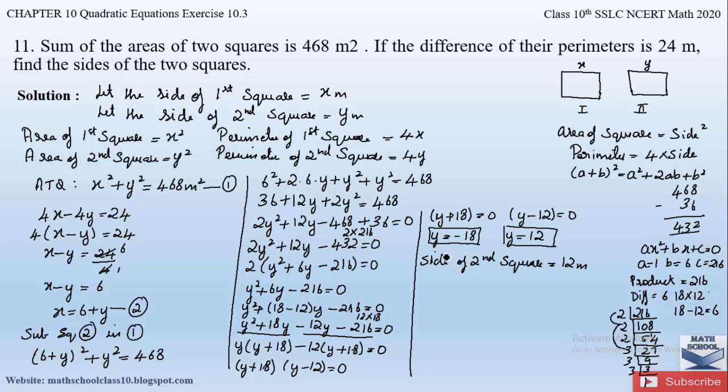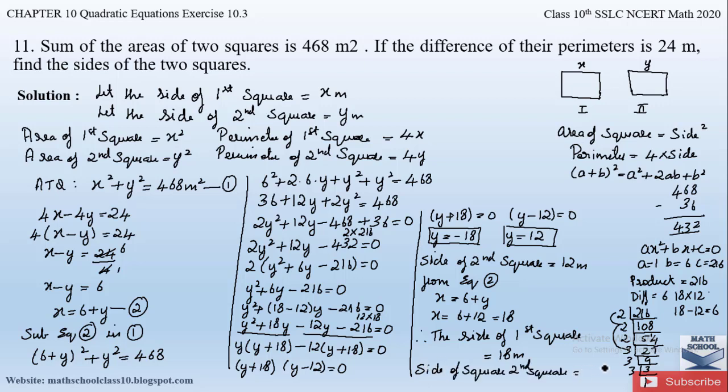So when side of second square is equal to 12 meter, now let us find out the side of the first square x. So here you can see that from equation 2 we will get x is equal to 6 plus y. So let us substitute y equal to 12 here. So you will get x is equal to 6 plus 12, that is equal to 18. Therefore write down the side of first square is equal to 18 meters and side of second square is equal to 12 meters. Okay, so this is how we solve this problem.